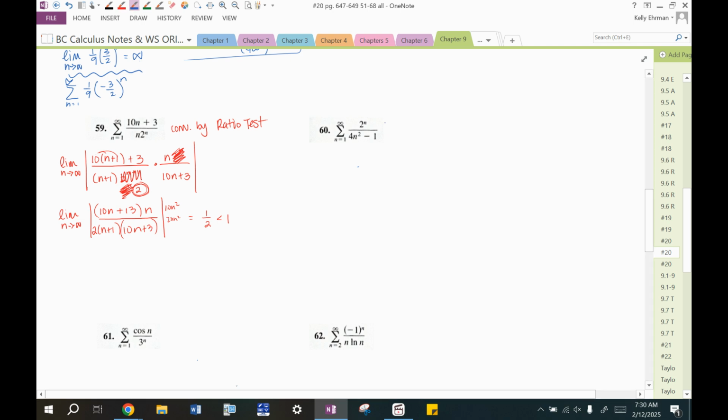All right. 2 to the n over 4n squared. Now this is an exponential over a quadratic. Exponentials win the function races, right? So the top is going to grow a lot faster than the bottom in the end. So these terms are not approaching 0. So I can just show a quick nth term test on this one. The limit as n approaches infinity of 2 to the n over 4n squared minus 1 is equal to infinity. So this diverges by the nth term test.